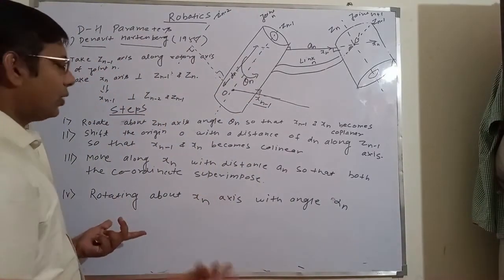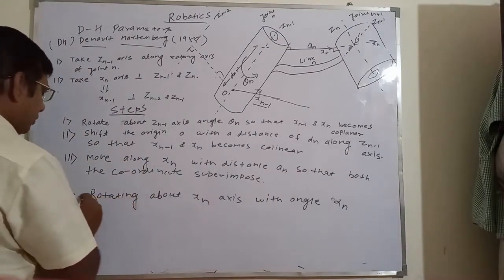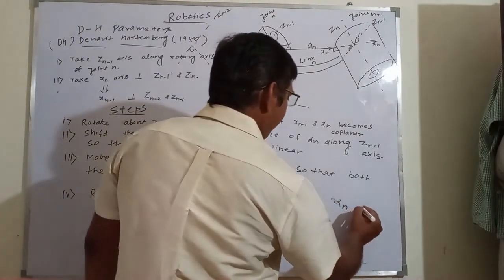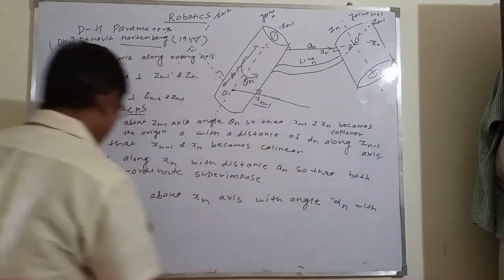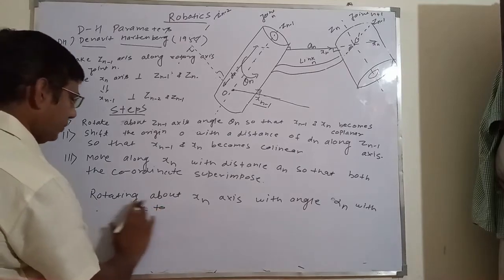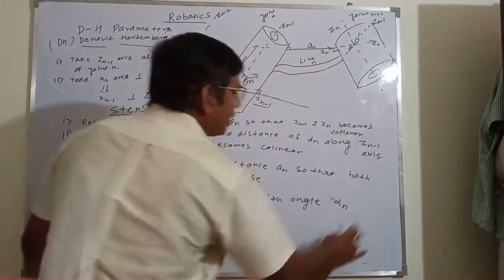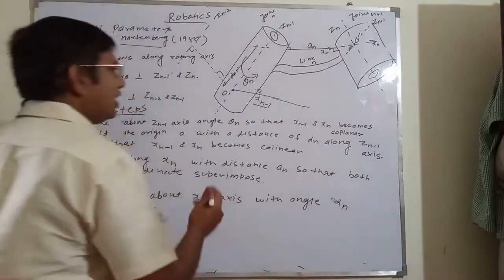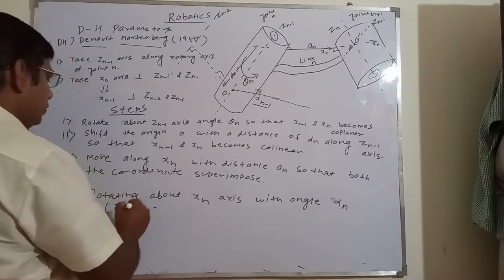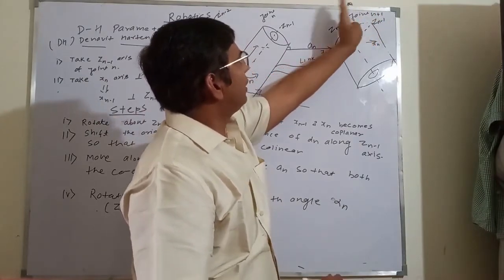And what are we rotating? We are rotating with alpha n, with reference to the xn axis. What we are rotating here is the Zn minus 1 axis. So we are rotating this Zn minus 1 axis here.